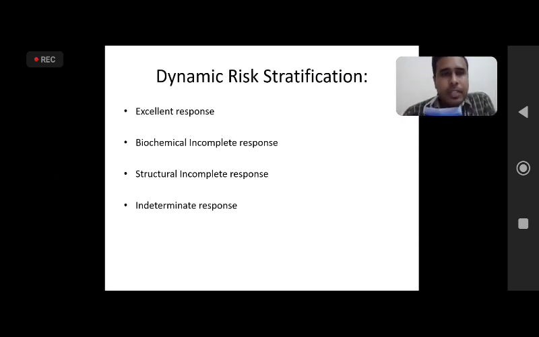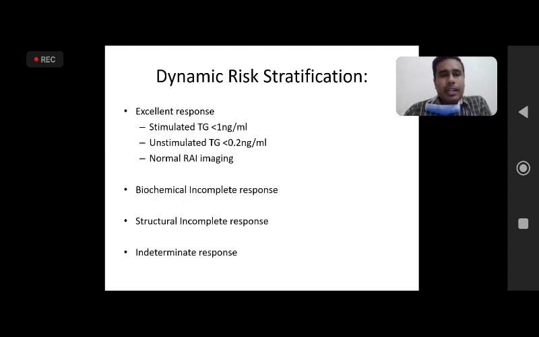The first one is excellent response. The second one is biochemically incomplete response. The third one is structurally incomplete. And the fourth one is indeterminate response. What is excellent response? At 6 months post RAI, the stimulated thyroglobulin is less than 1 nanogram per ml, or the unstimulated thyroglobulin is less than 0.2 nanogram per ml, and the USG and the radioactive iodine scan are normal. So these patients fall into the category of excellent response.